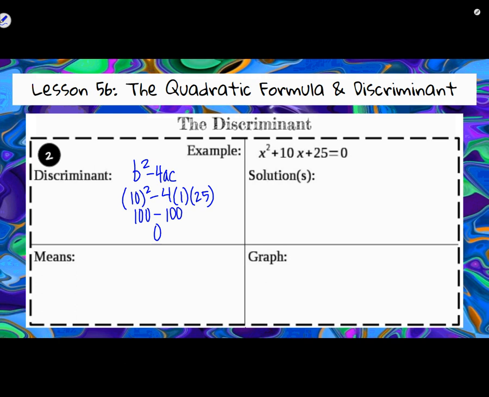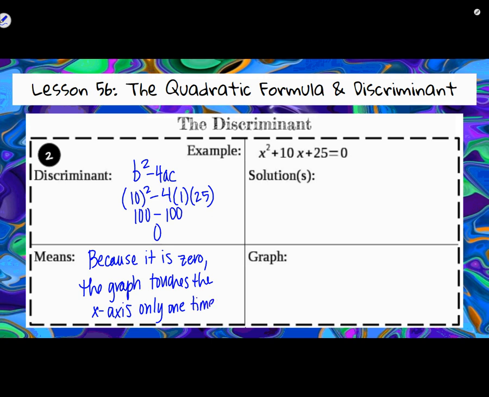So what that means, because it is 0, the graph touches the x-axis only one time.